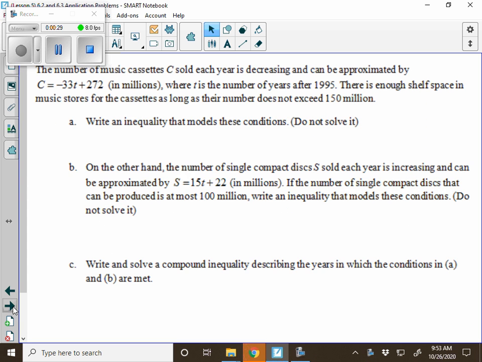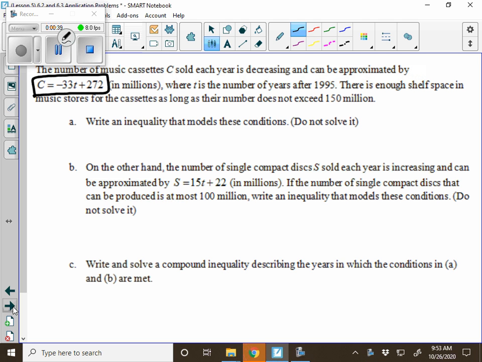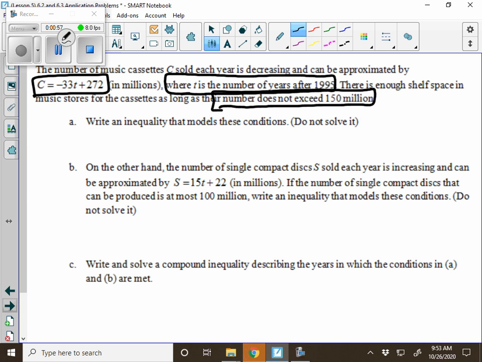First one: the number of music cassettes C sold each year is decreasing and can be approximated by this equation, where T is the number of years after 1995, and we'll talk about that in a second. There is enough shelf space in music stores for cassettes as long as the number does not exceed 150 million. So there are some key points in that word problem.